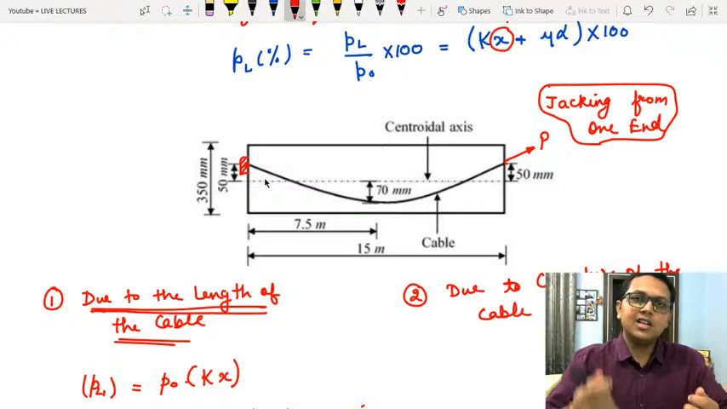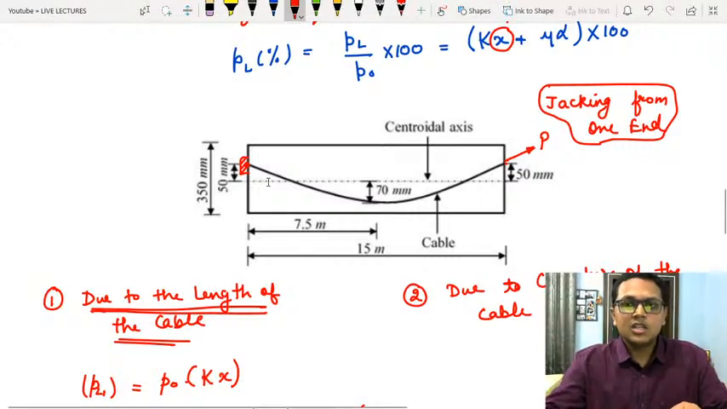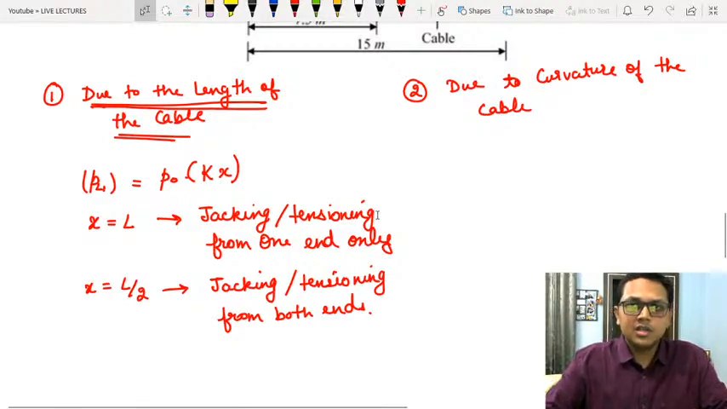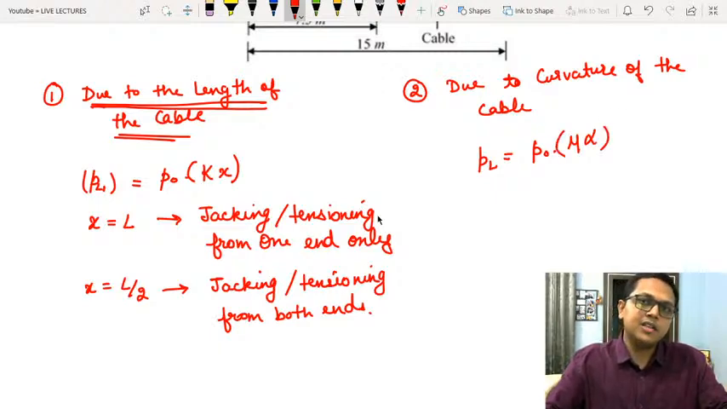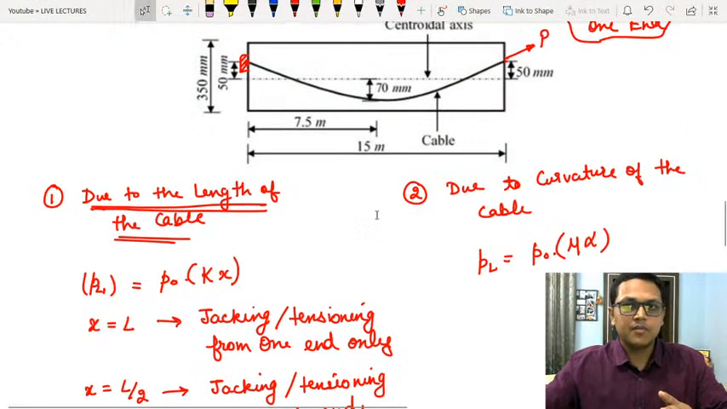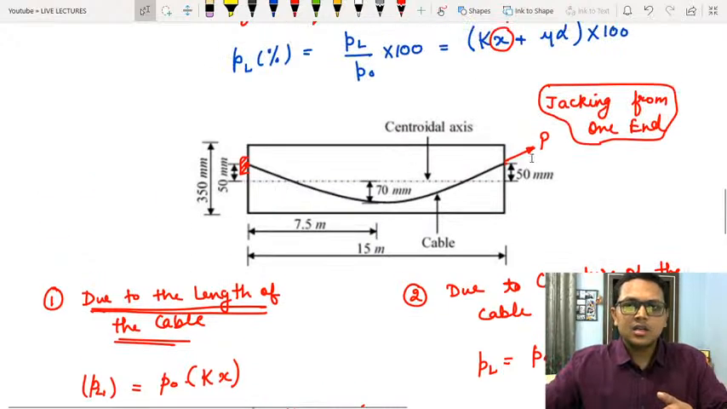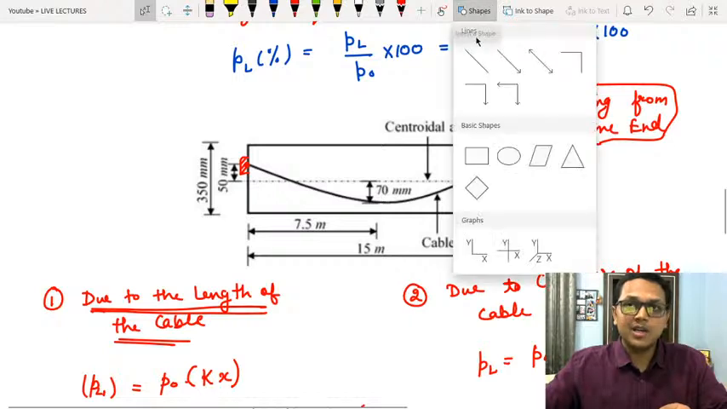due to this curvature also there is some additional friction, and due to this additional friction there are some additional pre-stressing losses. Now these pre-stressing losses are calculated using the formula PL is equal to P naught multiplied by mu alpha, where mu is the coefficient of friction and alpha is the angle of deflection or the curvature of the cable. Now since the tensioning is taking place from one end only, the resultant curvature through which the tensioning is taking place is like this.